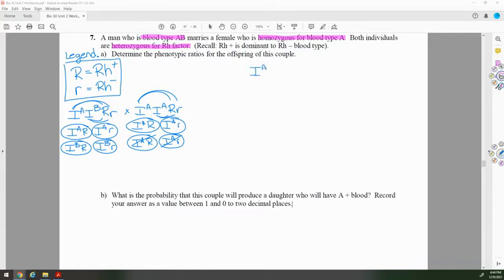Let's put the male's gametes across the top of our Punnett square. So we have IA capital R, IA little r, IB capital R, and IB little r. For the female, we'll put her gametes along the side of the Punnett square. So she has an IA capital R and IA little r.